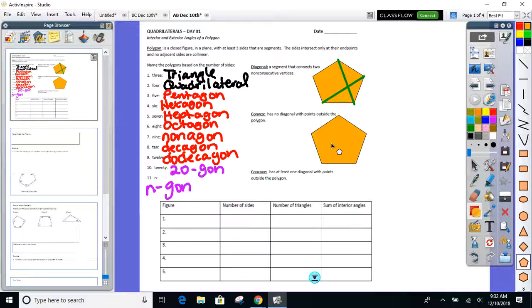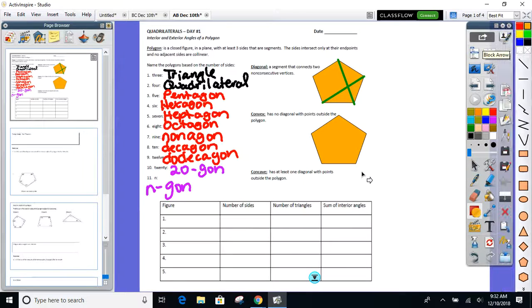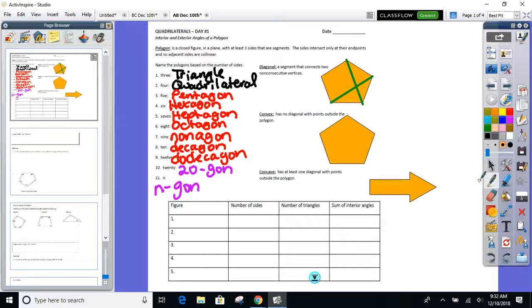Well, how can you have a figure where the diagonal is on the outside? You guys probably never experienced that before. This is convex. Concave is where I can draw one of them on the outside. Do I have? Yes, I do. That's an arrow. It's also a polygon. 1, 2, 3, 4, 5, 6 sides. Did I count them all? 1, 2, 3, 4, 5, 6, 7. 7 or 6? 1, 2, 3, 4, 7. So there's a heptagon right there for you.